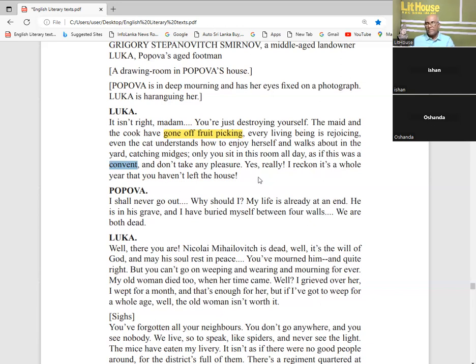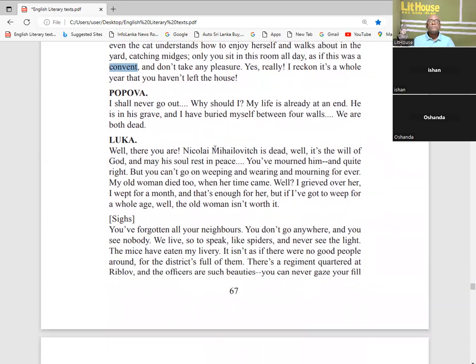Don't take any pleasure. Yes, really, I think, reckon means think, I feel, I know, it's a whole year. You have been mourning a whole year, 12 months. You haven't left the house. Then Popova. Now, what is Popova's reaction? She says, underline, I shall never go out. Why should I? Underline whole utterance.